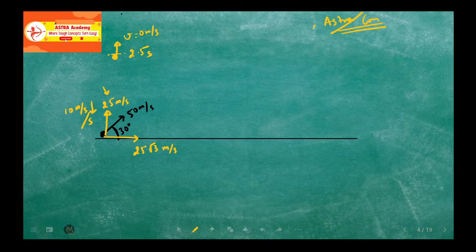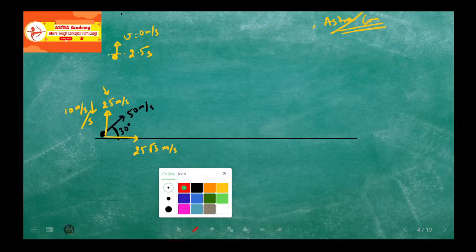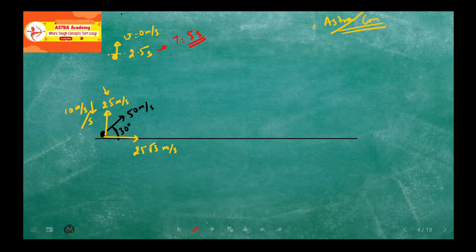How many of you got the same thing? So if the time of ascent is 2.5 seconds and the time of descent is also 2.5 seconds, the total time becomes 5 seconds. The time of flight is 5 seconds. Everyone got this point? Please reply, it's my humble request to everyone. Yes, okay. Time of flight is 5 seconds.